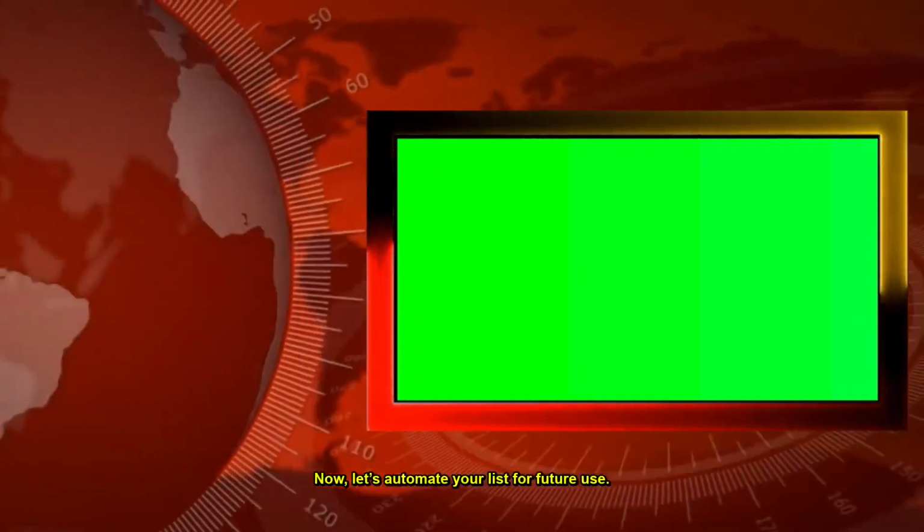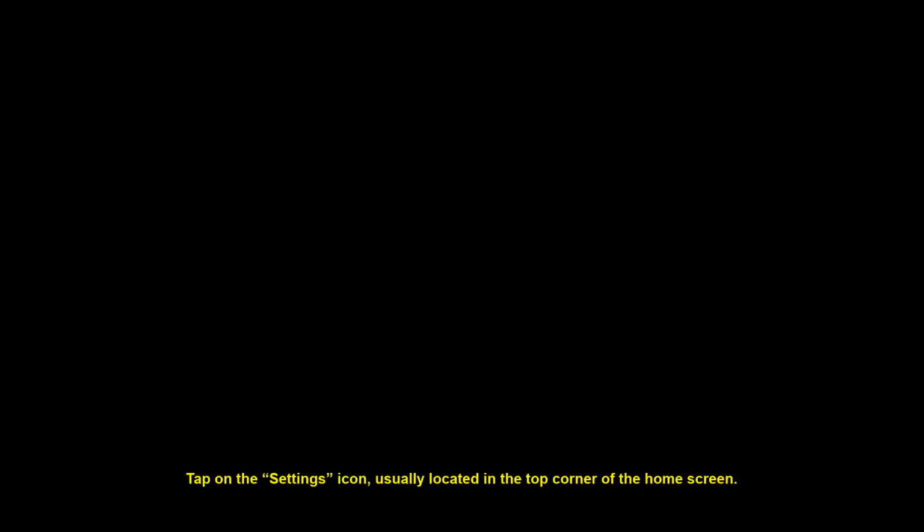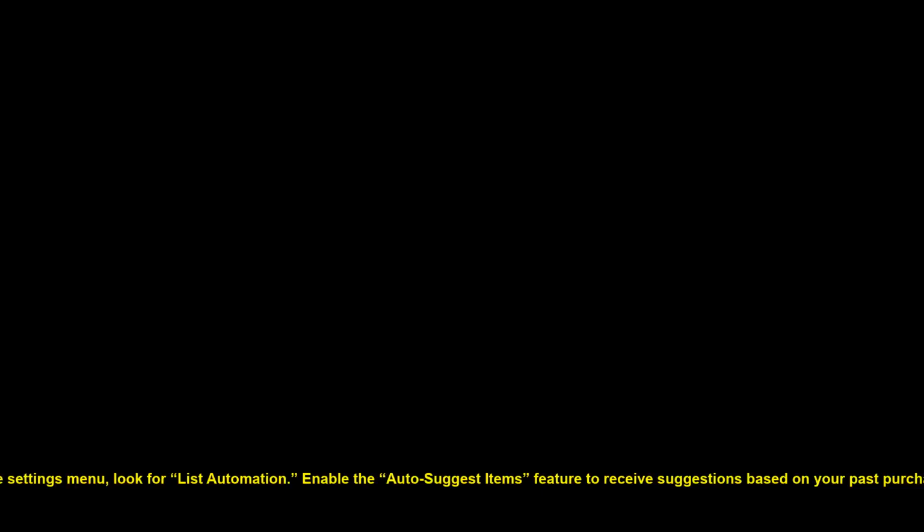Now, let's automate your list for future use. Tap on the Settings icon, usually located in the top corner of the home screen. In the Settings menu, look for List Automation. Enable the Auto-Suggest Items feature to receive suggestions based on your past purchases.